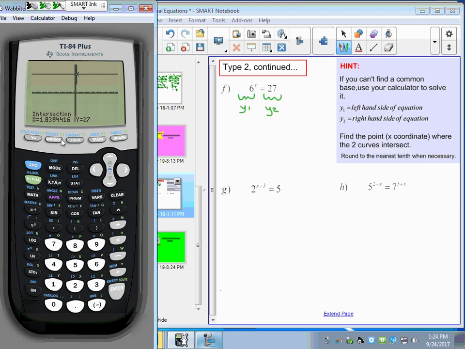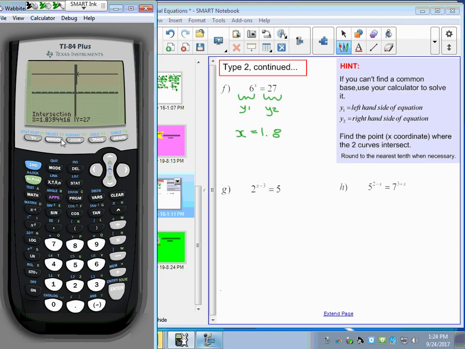How nice. So x equals 1.8. So let's round to the nearest tenth. And you can check that if you want by taking 6 to the power of 1.8 on your calculator, and you should get something close to 27. Remember, it won't be exact because we're rounding. All right, let's try the next couple.